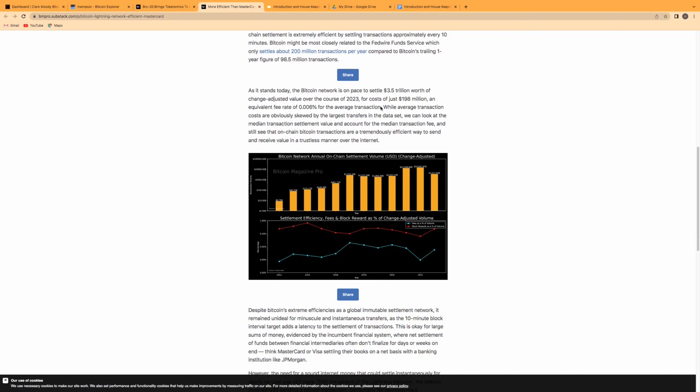Now, a $3.5 trillion transaction is going to be significant, orders of magnitude greater than $198 million, because $198 million is 0.006%, whereas, and that's orders of magnitude smaller than 2 to 3%.